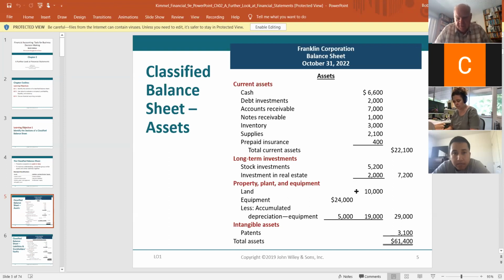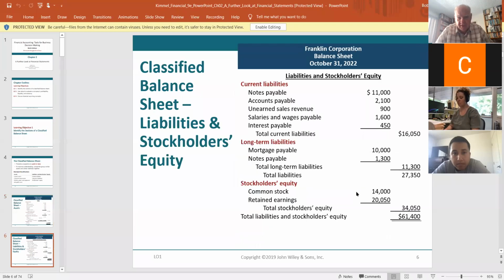Long-term investments are things like stock investment, where you're going to hold the stock for a long time. Investments in real estate, that would be a long-term investment. And then you have property, plant, and equipment. Land, equipment, less the depreciation. Those would also be long-term assets. And then intangible assets, assets that you can't see, you can't hold them, but they're there in the form of intellectual property, patents and trademarks and things like that. So classified balance sheet breaks out those current assets.